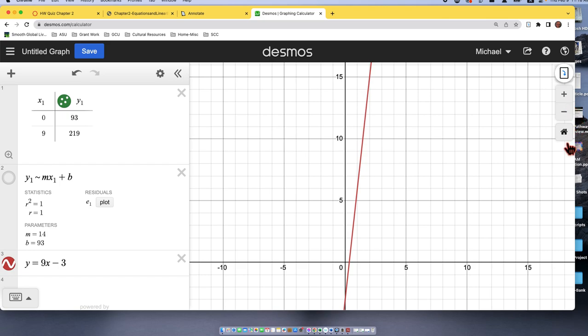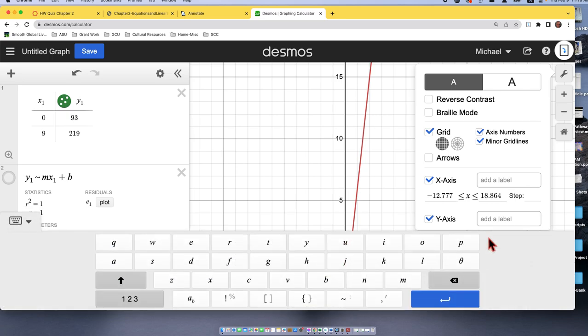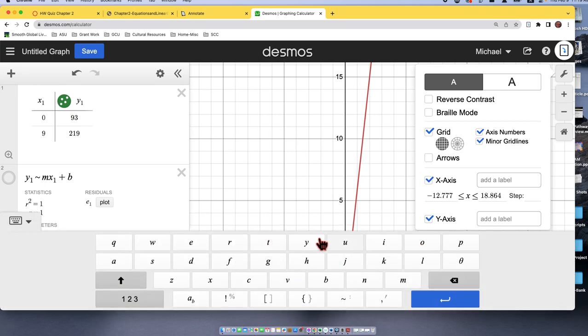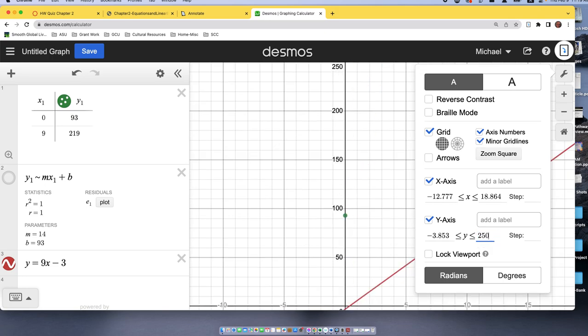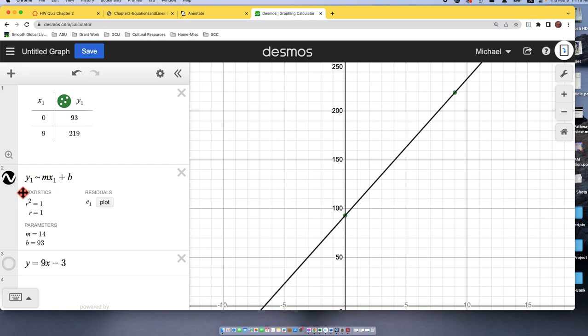The thing I'm going to show you is, if I move that up, there's this little gear thing here. Since I know my x is going from 0 to 9, we're fine that way, but I know I'm going from 93 to 219, right? Why does it keep doing that to me? Let's see. So I'm going to make this 250. And notice I can see my 2 points there. Let me get this line out of the way. I have my line turned off. That's why I don't see it. So I'm going to turn it back on.